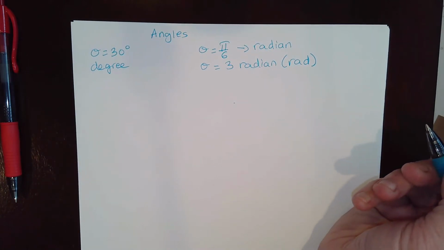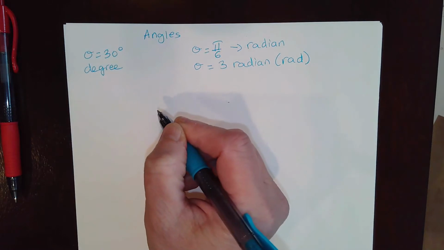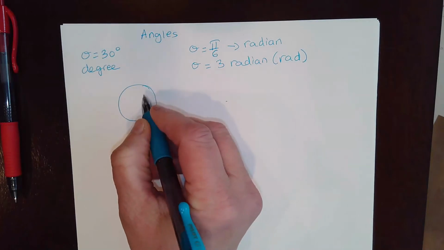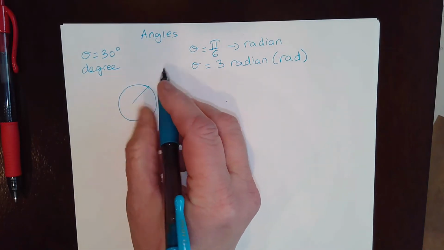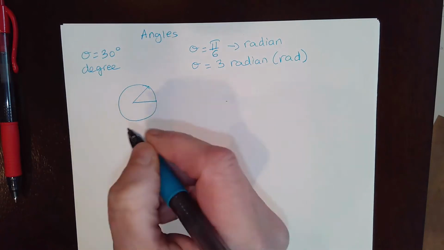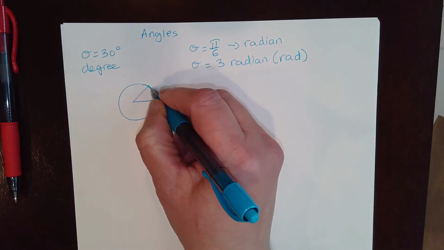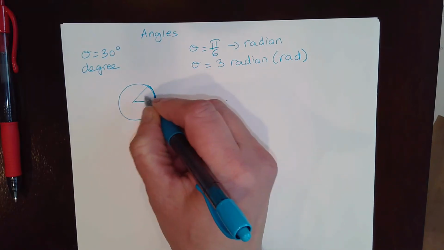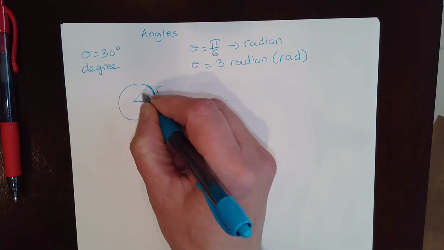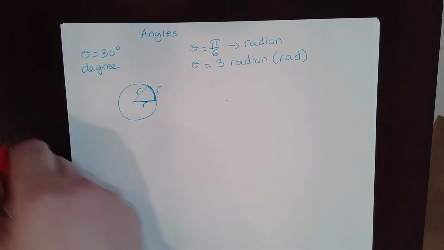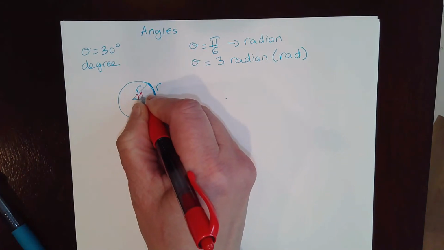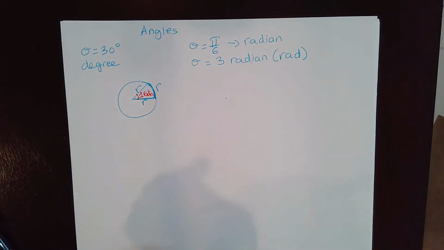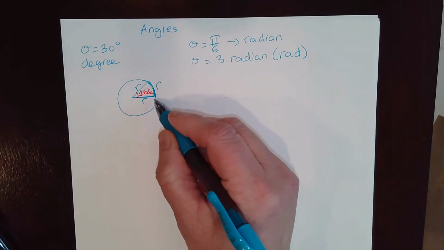Okay, so what is a radian? A radian is an angle that is formed whenever the arc of a circle, the arc length right here, is equal to the radius. So if this is equal to the radius, then this one right here is 1 radian. So radian is formed whenever the arc length is equal to the radius.